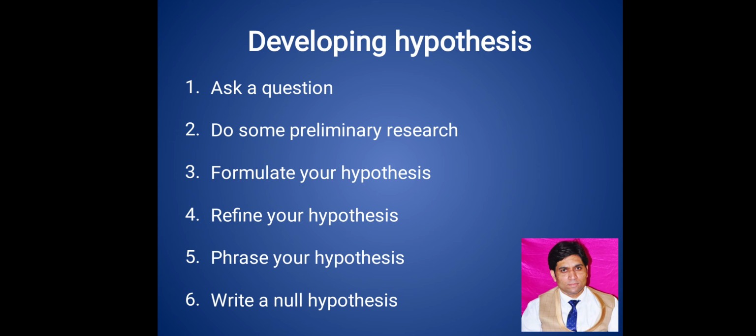Phrase your hypothesis. To identify the variables, you can write a simple prediction in if-then form. The first part of the sentence states the independent variable and the second part states the dependent variable. How? Explained next. Along with the hypothesis, if your research involves statistical hypothesis testing, you will also have to write a null hypothesis.